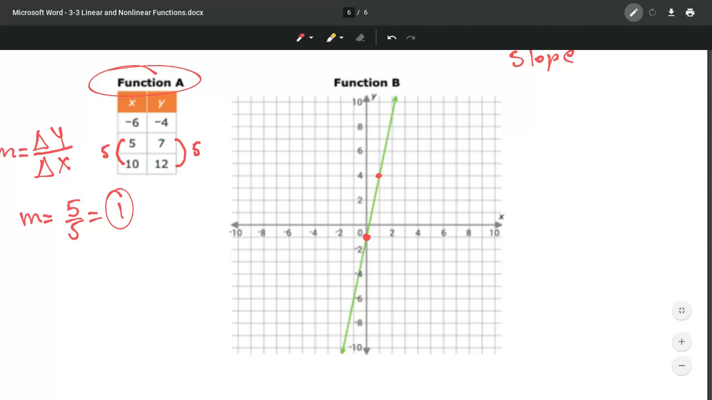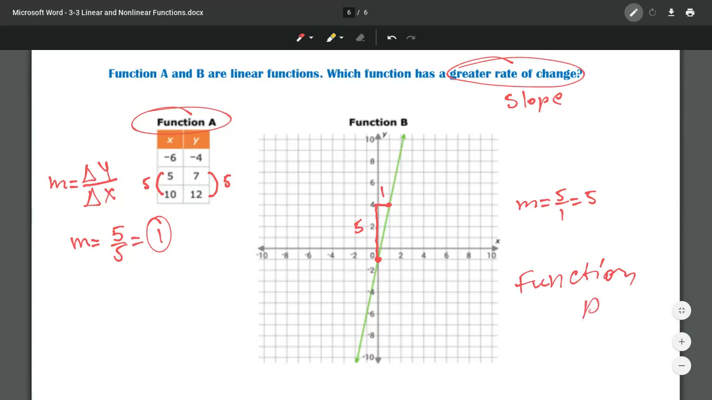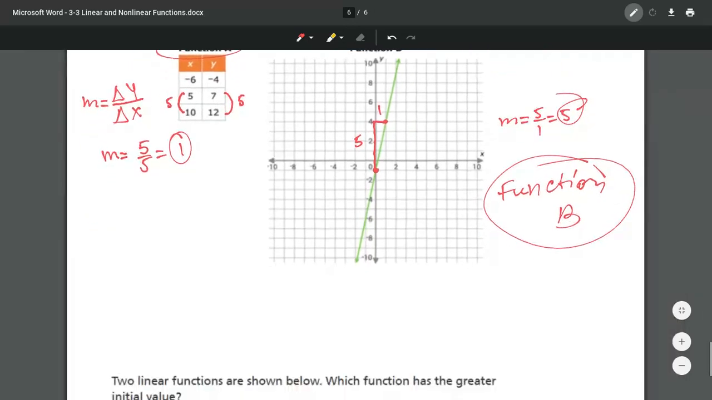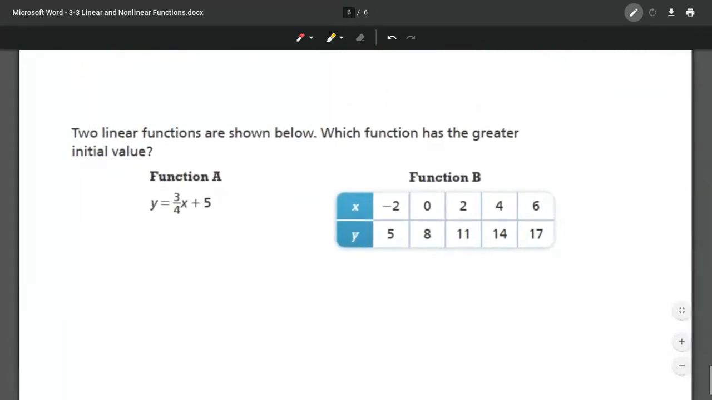So going up 1, 2, 3, 4, 5 over 1. So 5 over 1. The slope is rise 5, run 1, which equals 5. Function B has the greater rate of change, which is 5. The other one had it as 1. All right, let's take a look at this other problem.